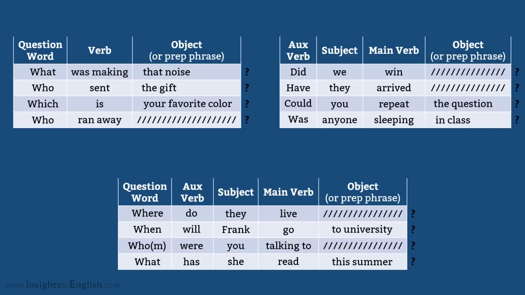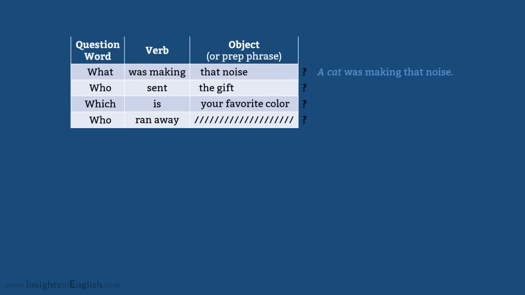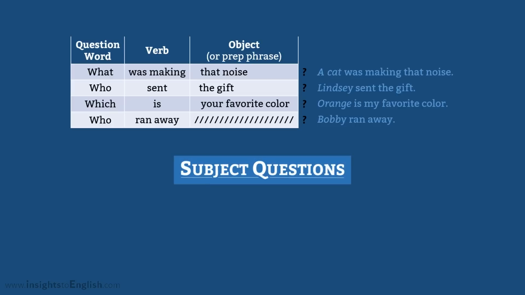Because we have 3 different types of questions here. We named them based on the answers we're looking for. Let's consider some possible answers for each group. A cat was making that noise. Lindsay sent the gift. Orange is my favorite color. Bobby ran away. Okay. Cat, Lindsay, Orange, and Bobby are all... Subjects. Right. So this is a group of subject questions.